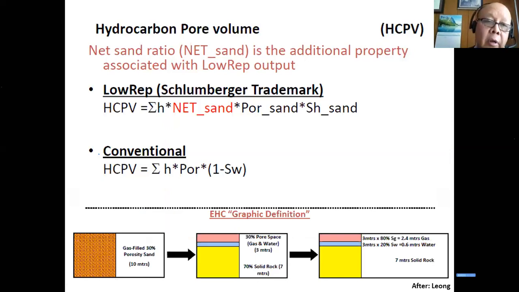So in the thin bed analysis, the way that we compute the hydrocarbon pore volume is the summation of the thickness of the net sand times porosity of sand times the hydrocarbon saturation in the sand. Initially, in the conventional method, it will be the thickness times porosity times water saturation, 1 minus water saturation. But in here, we are using porosity of sand, and we are using the net sand. So there's a little bit of difference in the definition or computation of the hydrocarbon pore volume.